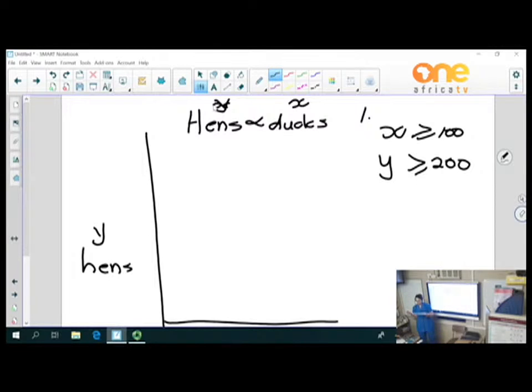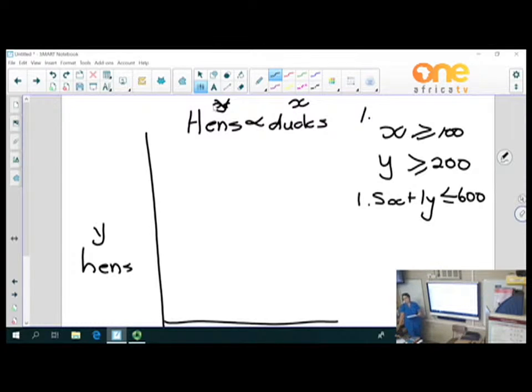And the last thing that we know, if you read out your question, is that he can afford only 600 pounds. So the duck costs £1.50, so 1.5x plus the hens, they cost £1, so plus 1y should be, what is the inequality that I must put in now? Less than or equal to 600. You have to write it there at the top.